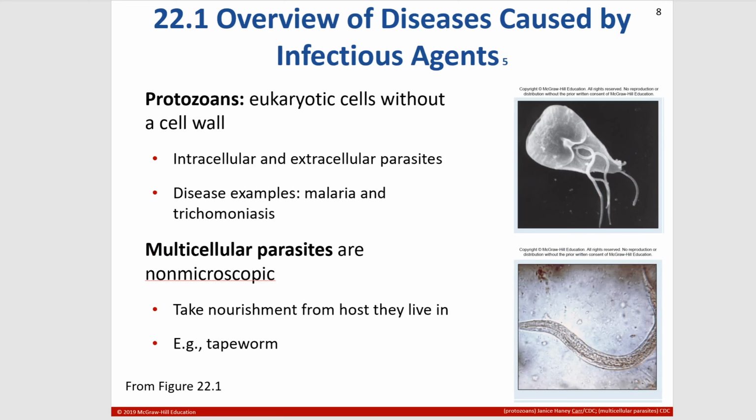Protozoans are the one-celled animals, as they're typically called too. These are eukaryotic cells like the fungi, and like us, our cells are eukaryotic, meaning they have a nucleus and other organelles. But protozoans don't have a cell wall. They can be parasites, and they can live inside or outside of a cell. Malaria and trichomoniasis are examples of protozoan diseases. And multicellular parasites are more non-microscopic. They can be seen without the aid of a microscope.